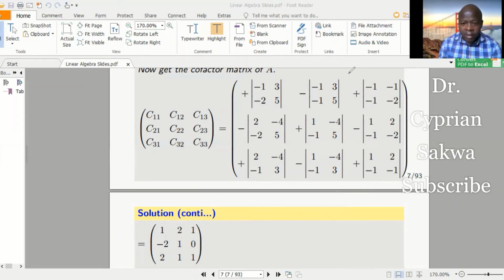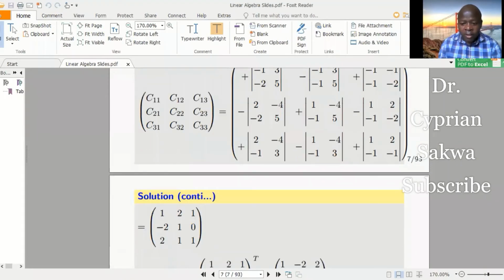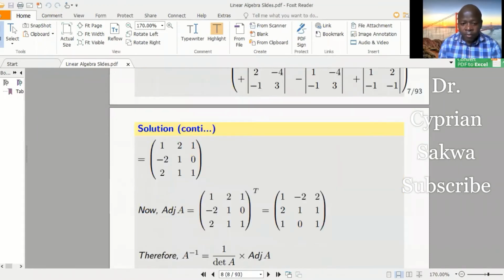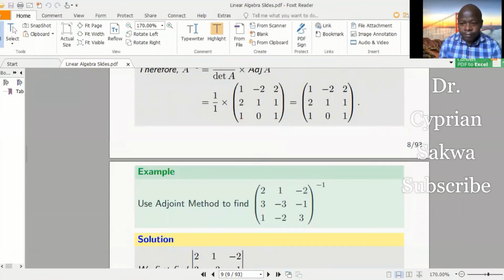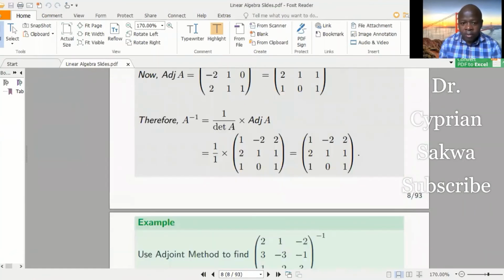So remember, we said once you have this cofactor matrix, you get its transpose. You get its transpose. And so what is the transpose of that?